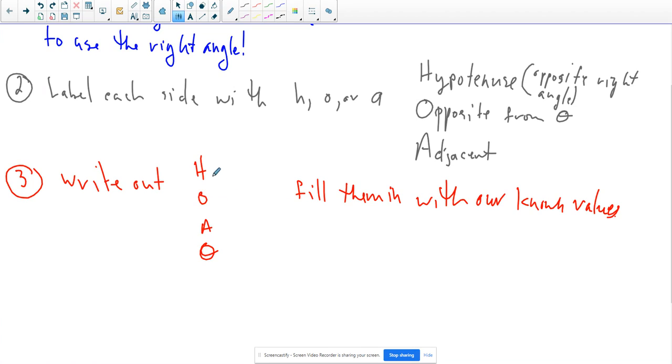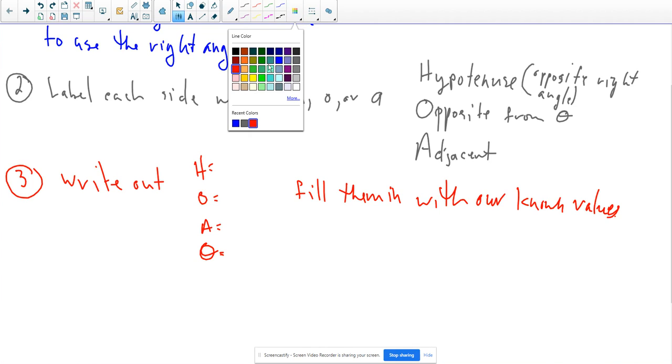So I'm going to write out HOA theta. If I know what the hypotenuse is, I'm going to say, oh, the hypotenuse is whatever the known value is. If I know the opposite, I'm going to fill in what the opposite is. And same goes with adjacent, and same goes with theta. Now, theta will always either be populated with an actual angle, so it might be 62 degrees, or it will have a variable there that we're looking for. This will never be allowed to be empty, whereas for H, O, or A, there is the potential for one of those to have neither a variable nor a value filled in. Okay, so we've now got our populated HOA theta.